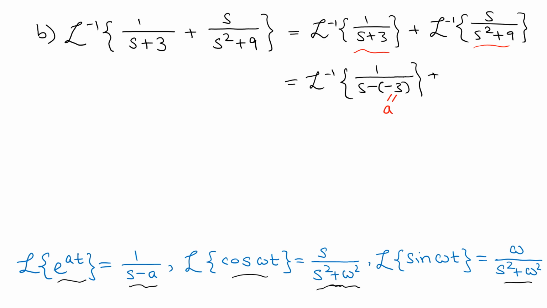So we have the same thing. For the next one, we can write s over s squared plus 9 with 9 as 3 squared, because you have to write it with the square.